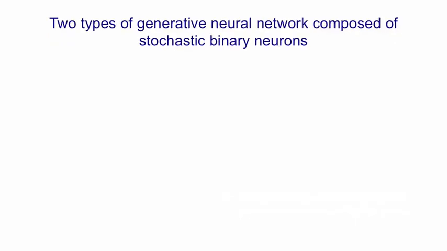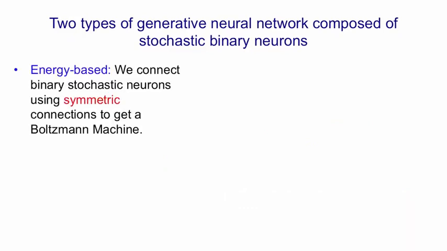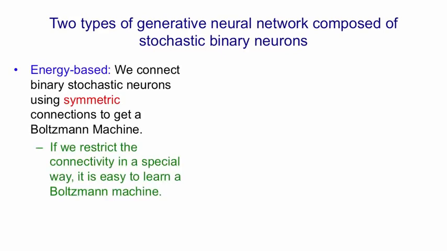So if we think about how to make generative models out of idealized neurons, there are basically two types of generative model you can make. There are energy-based models, where you connect binary stochastic neurons using symmetric connections, and then you get a Boltzmann machine. A Boltzmann machine, as we've seen, is hard to learn, but if we restrict the connectivity, then it's easy to learn a restricted Boltzmann machine. However, when we do that, we've only learned one hidden layer, and so we're giving up on a lot of the power of neural nets with multiple hidden layers in order to make learning easy.